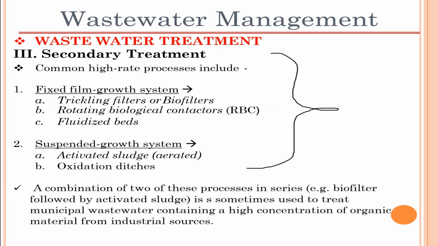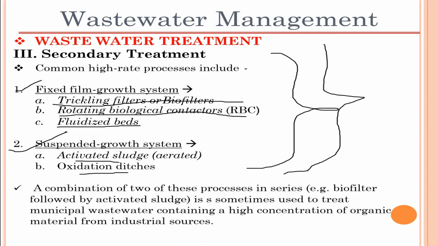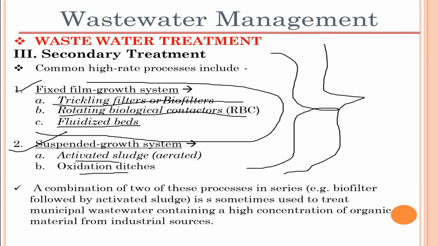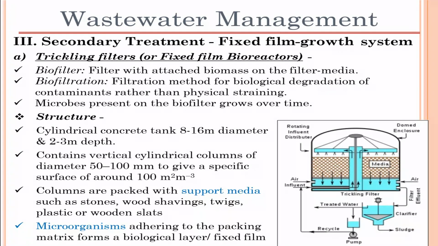Alright, so these two are important processes that are carried out in either fixed film growth systems or suspended growth systems. In fixed film growth systems, it involves trickling filters or biofilters, rotating biological contactors, or fluidized beds. Or it is carried out in suspended growth systems, which include activated sludge or oxidation ditches. So these two are important growth systems that are incorporated in the secondary treatment for carrying out these anaerobic and aerobic decompositions.